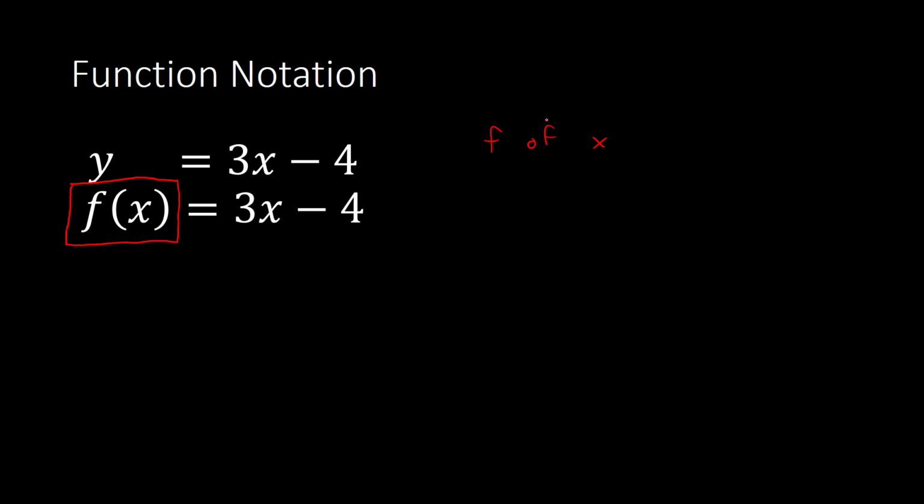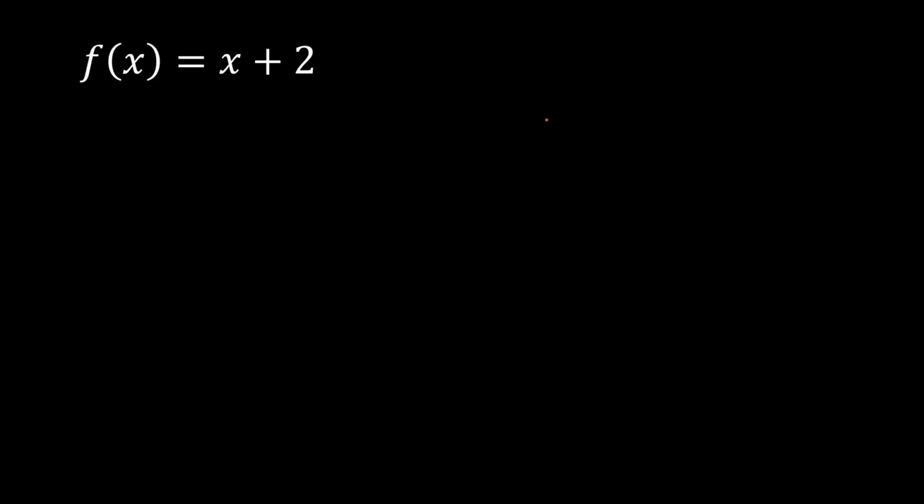Well, mathematicians are all about being succinct, being very quick, and not having to write more than what is needed. So for example, if you had this function, f of x equals x plus 2, and you were told to solve for y when x is 0, you could write out that whole phrase. Function notation gives us a way to say that entire phrase very quickly.